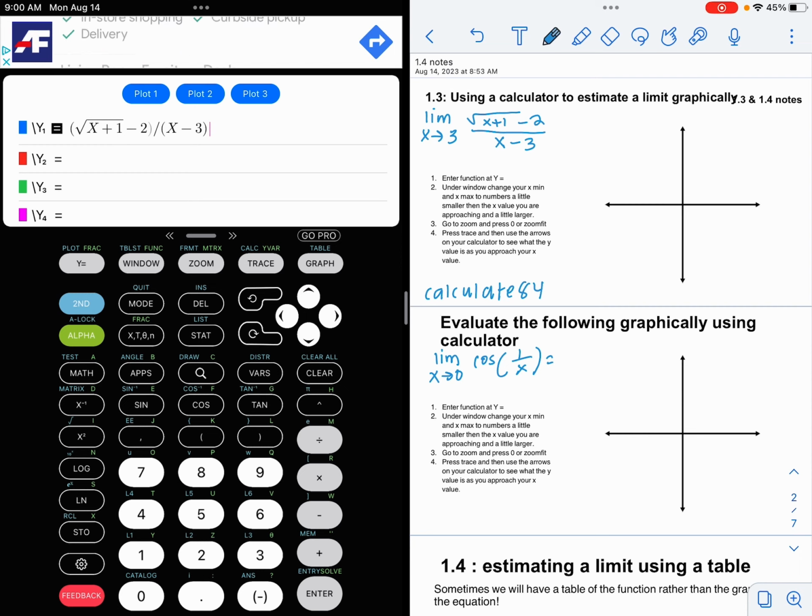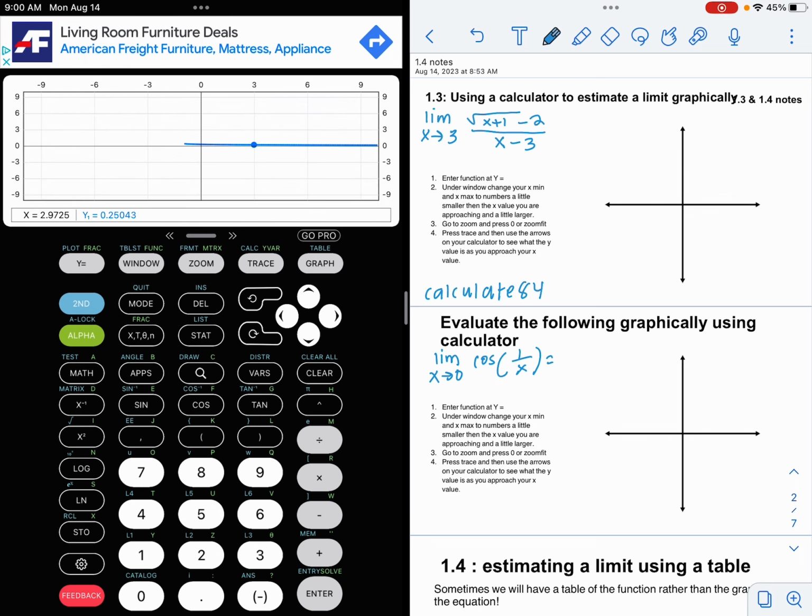We are trying to find the limit of the square root of x plus 1, minus 2, divided by x minus 3. In order to do that, we need to figure out what the y values are as x gets infinitely close to 3. Right now the graph looks like this, but I can't really tell exactly what's happening at 3, so I'm going to change my window settings so that I can zoom in a little bit more.